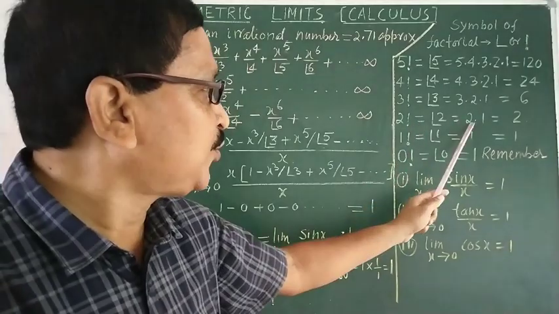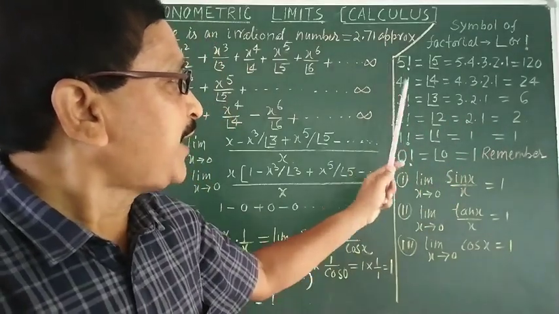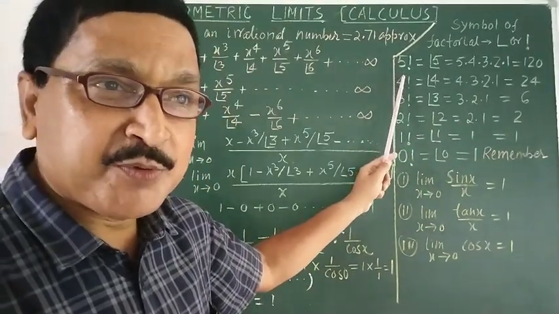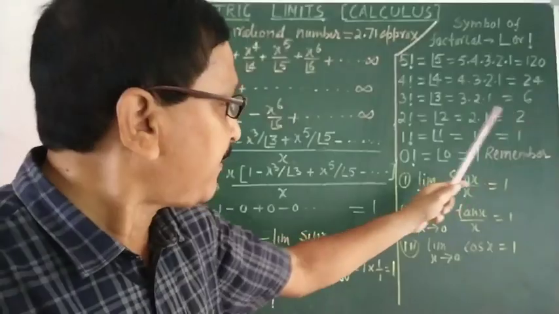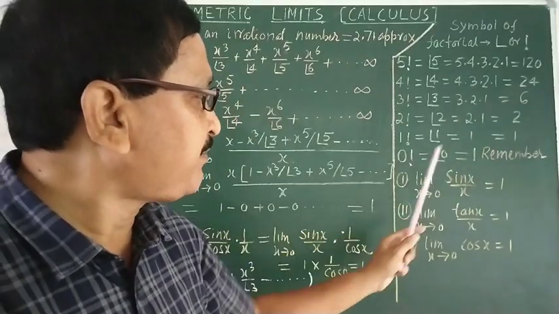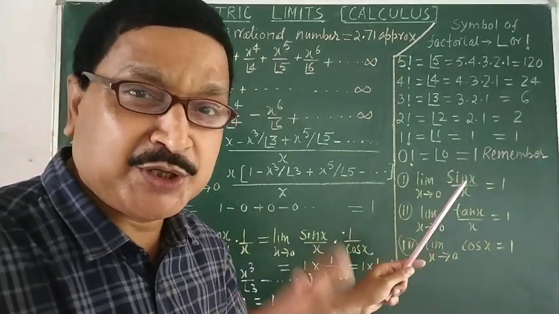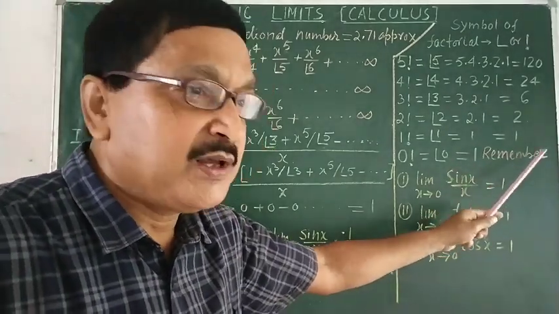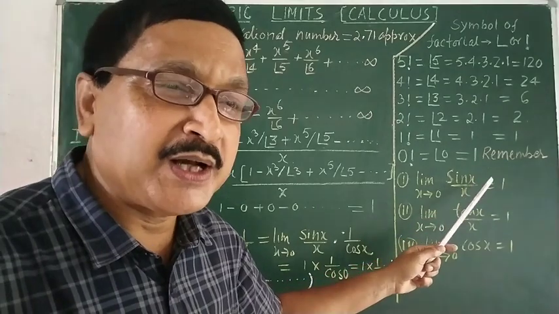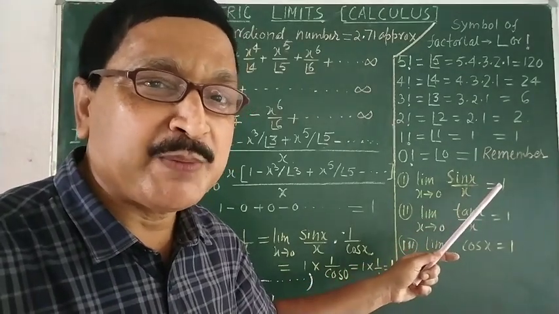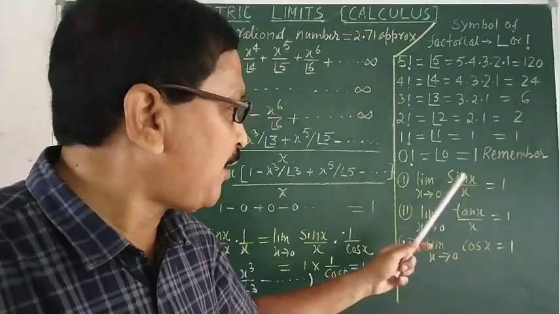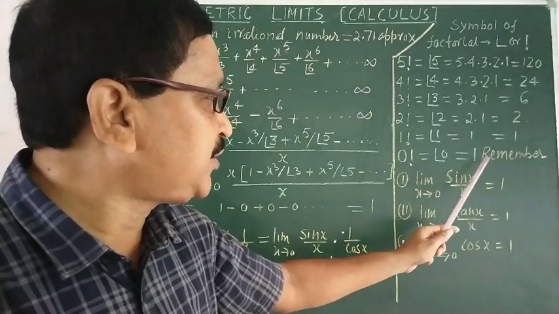Now factorial 2 is 2 into 1. Whatever the factorial may be, we start from there and finish at 1. Factorial 1 is obviously 1, but factorial 0 is also 1. Factorial 0 is never 0. Remember this, students. The proof of this fact you can find in the chapter on permutation and combination, not now. Simply remember factorial 0 is 1.